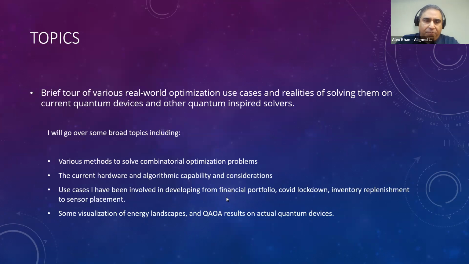As an agenda, I'm going to go over various methods to solve combinatorial optimization problems, and give an idea of the current hardware and algorithmic capability. We'll go over some use cases, including financial portfolio optimization, COVID lockdown optimization that I did, inventory replenishment, and sensor placement. In that process, you'll see some visualization of the energy landscapes, QAOA results, which is the quantum approximate optimization algorithm, which is needed if you want to do optimization on gate quantum computers.